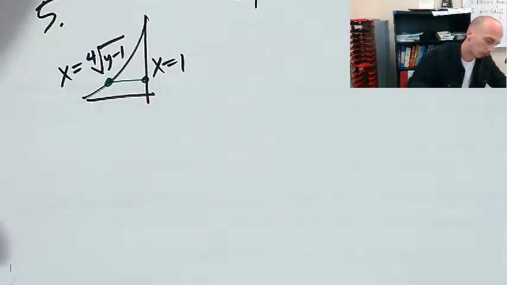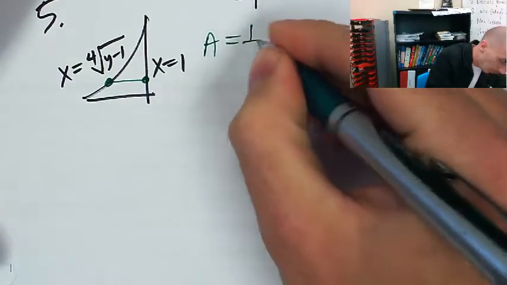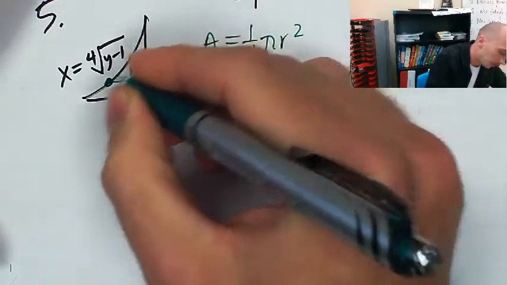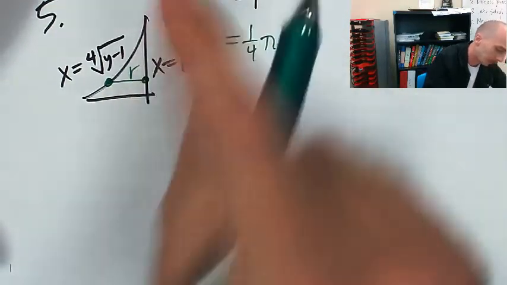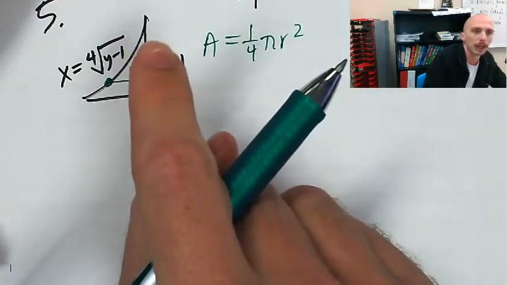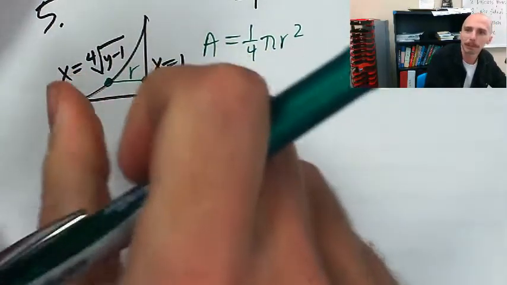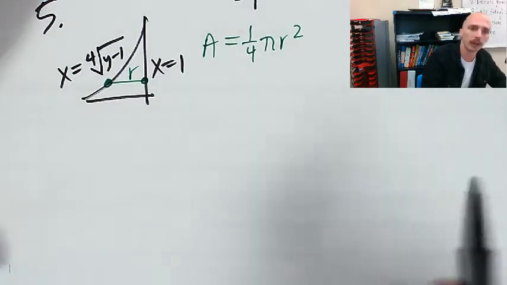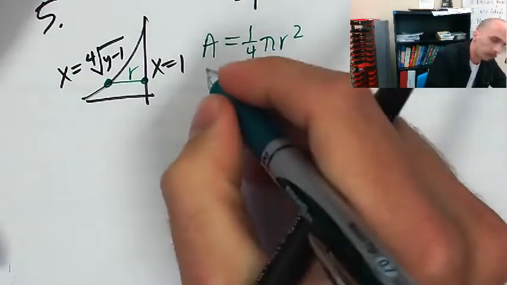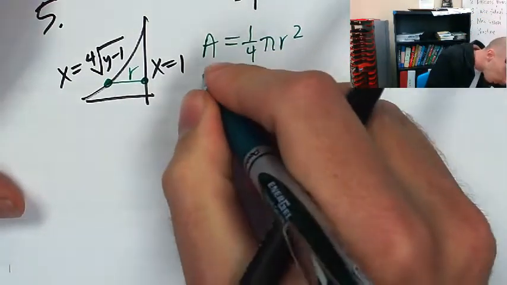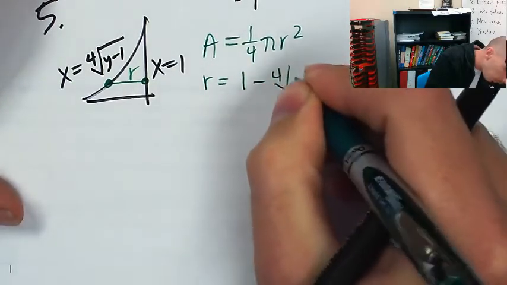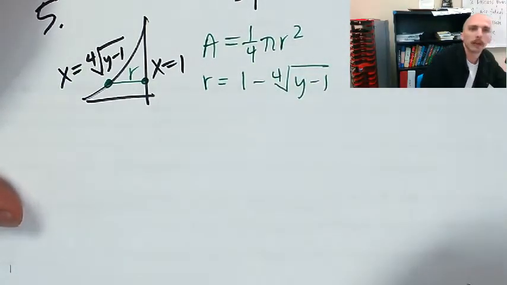So the area of a quarter circle is equal to 1/4 of pi r squared. This is my radius because it'd have a radius here coming up from there and it being a quarter circle on top. It just means that full distance is the radius. And then I need to write down the formula for my radius. Radius is right minus left. It's 1 minus the 4th root of y minus 1.